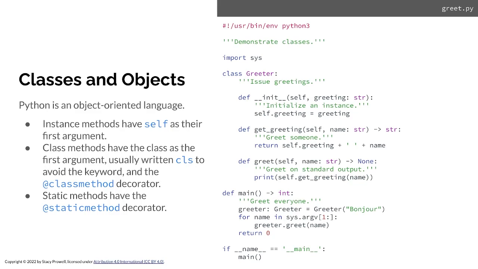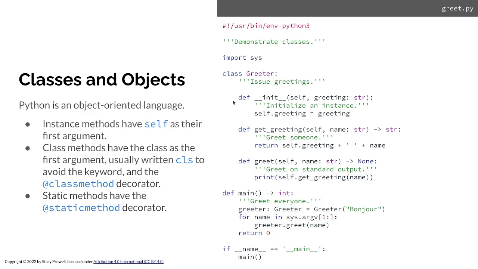Classes are really very simple as well. So here is a class. If you've done any Java programming or C++ programming, you're aware of the concept of a class. A class is a template for making objects. And here's one. This class is called greeter, and it has a docstring, and it has a number of methods.